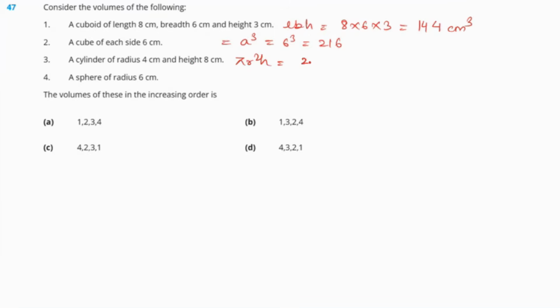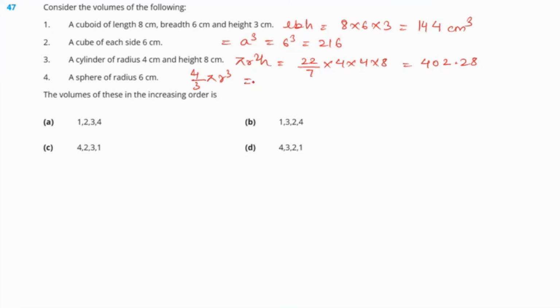So that gives us 22 by 7 times 4 times 4 times 8. Okay, because that is the height. So if we are going to solve it, we will be getting around 402.28.